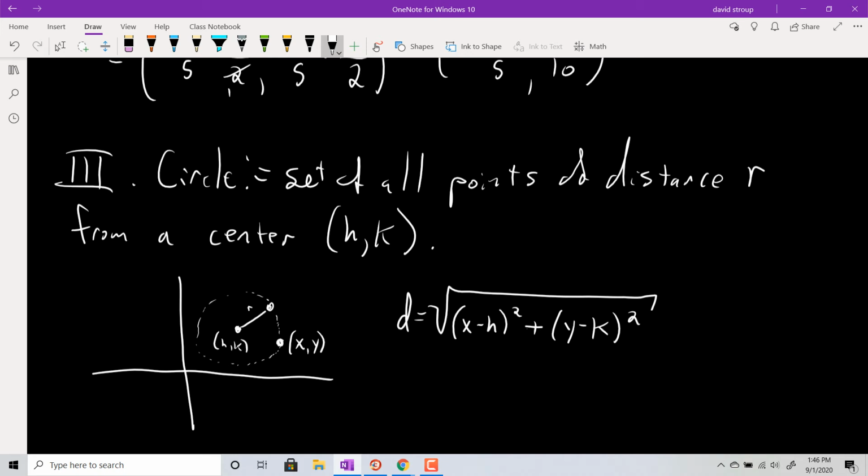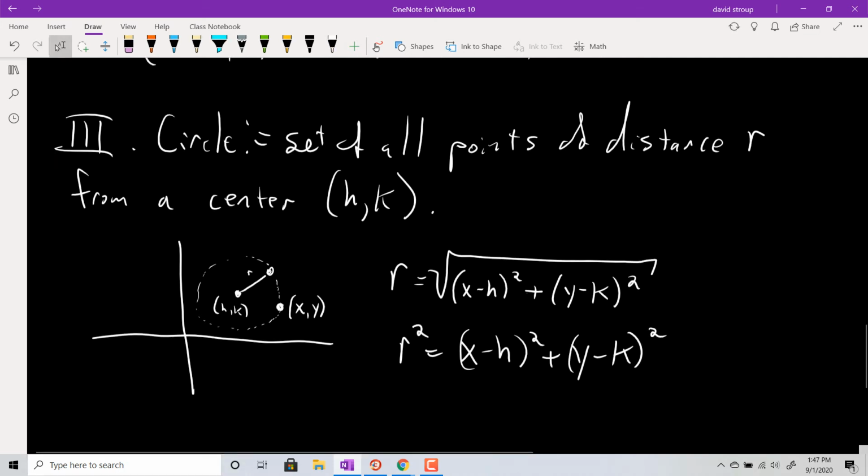So it's a set of all points x, y that fulfill this equation. Okay? And then we square both sides, get rid of the square root, so we'll have d squared. Instead of d, we have r in our case. So let me get rid of that d. It's no longer distance. We're talking about this fixed number r. So we'll have r squared equals x minus h squared plus y minus k squared.